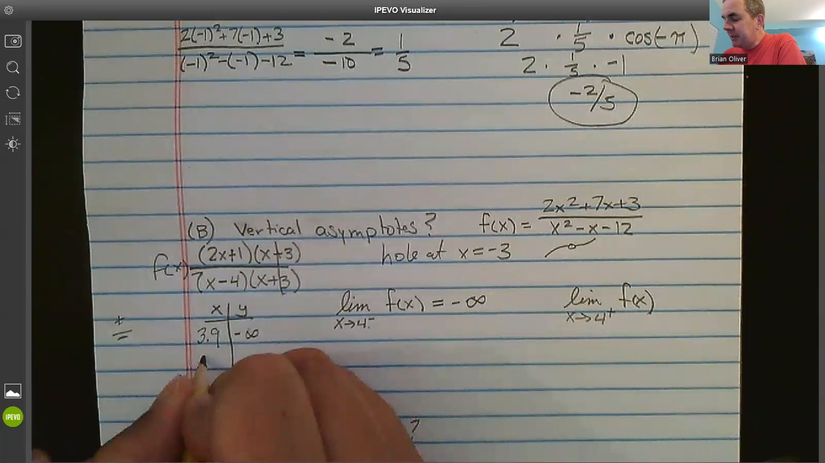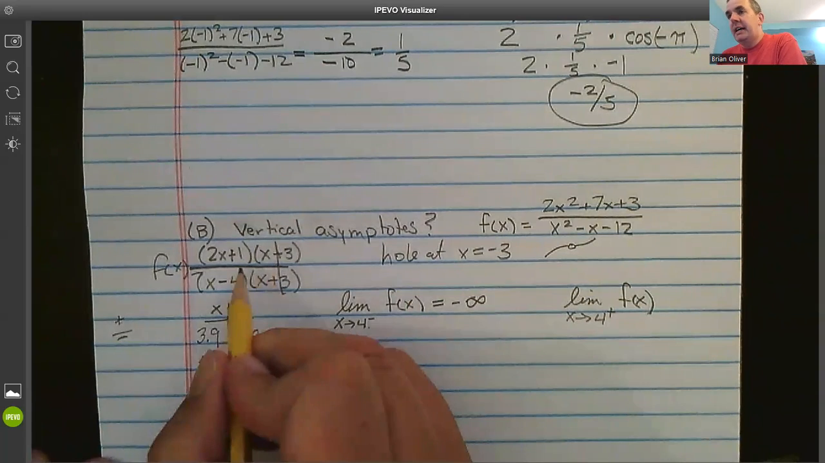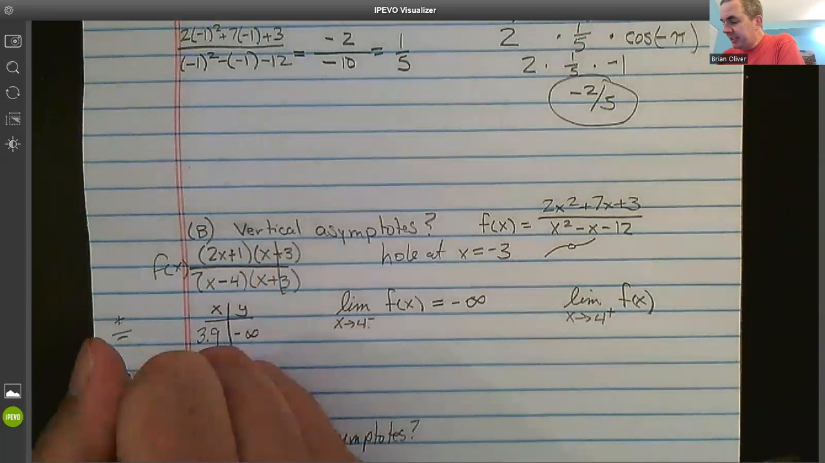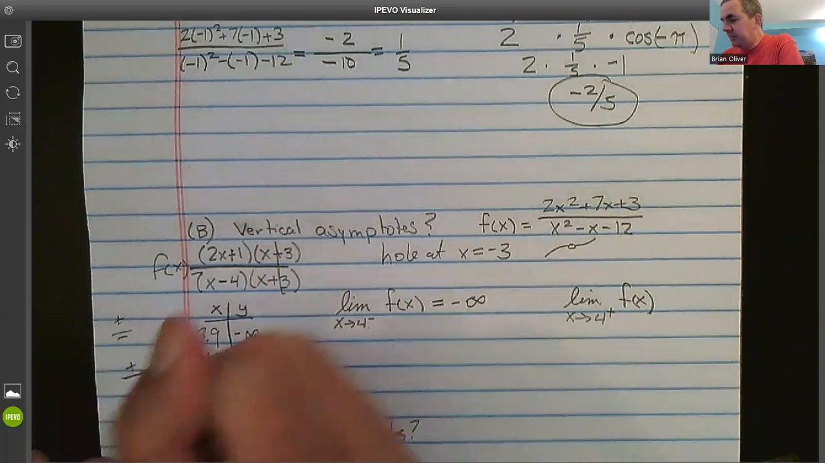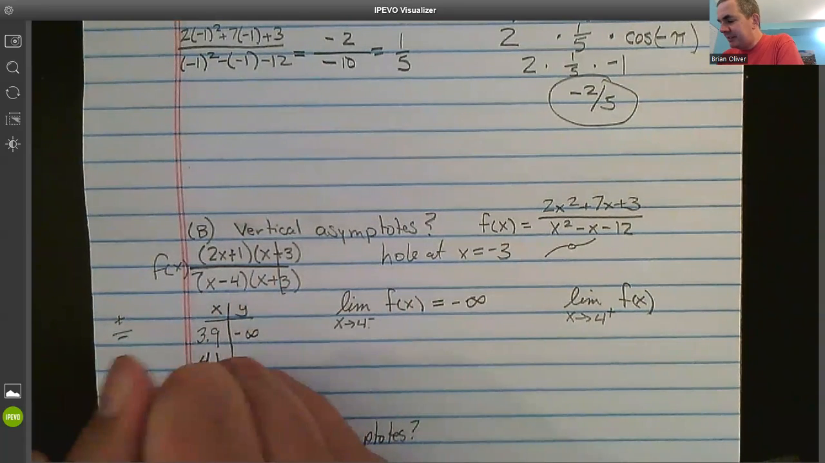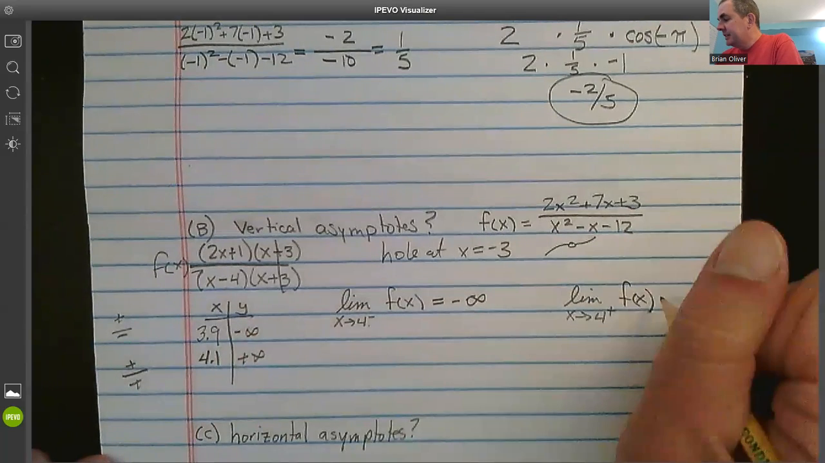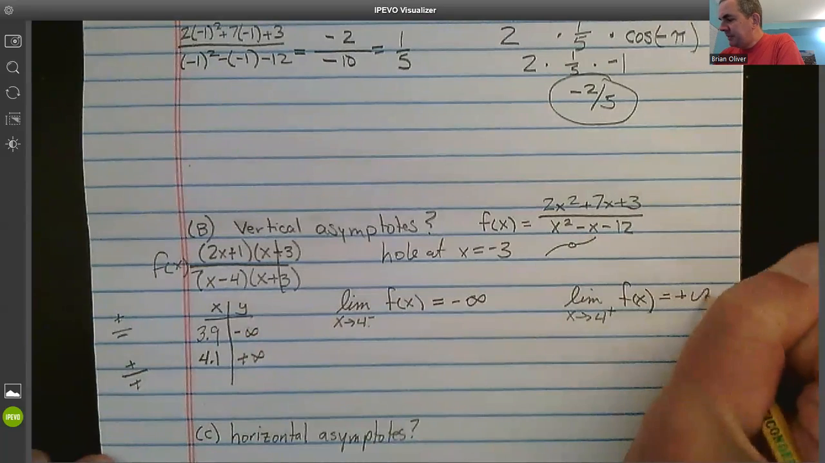Now what I'm going to do is the same thing from the right. I'm going to go 4.1 here. Again, 4.1 in the numerator is going to give me a positive. But now 4.1 minus 4 in the denominator is going to give me a positive. This is actually going towards positive infinity. So this limit is positive infinity.